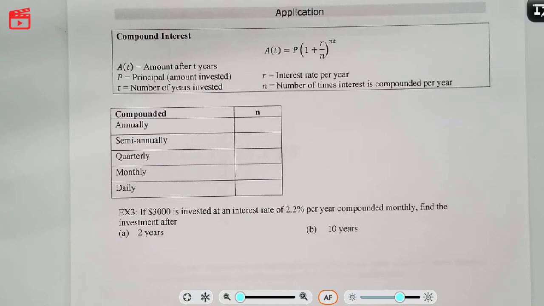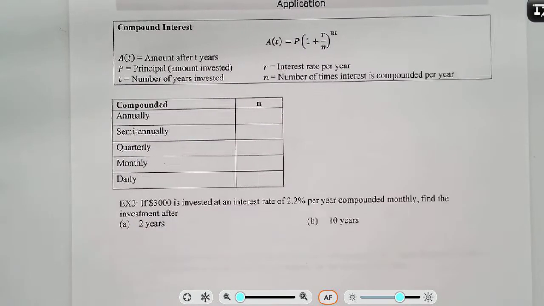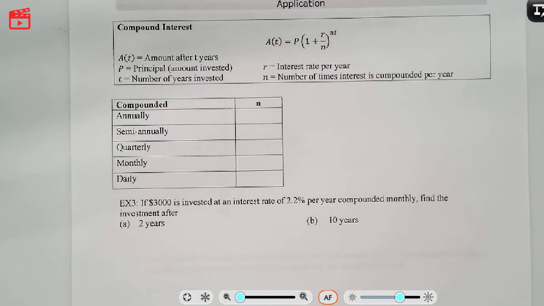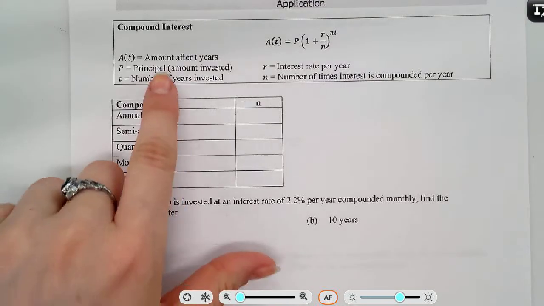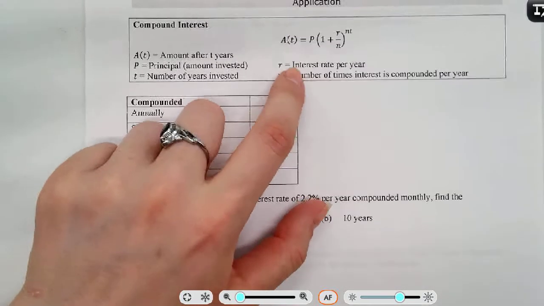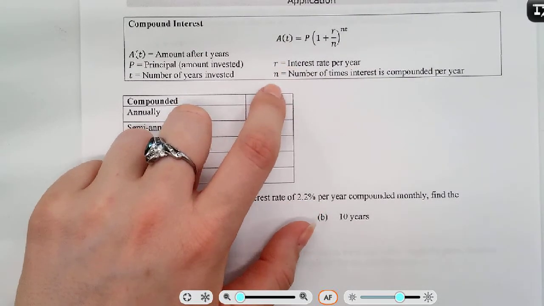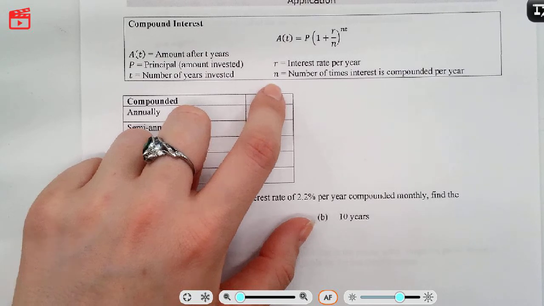Okay, so applications. All right, so we're looking at compound interest. Okay, so we have this lovely large function here. A(t) equals P times (1 plus r over n), all raised to the n times t power. Okay, so what does A(t) mean? A(t) is the amount after t years. P is the principal, or the amount invested. T is the number of years you have invested that amount. R is the interest rate that you've invested at per year. And n is the number of times your interest is compounded.